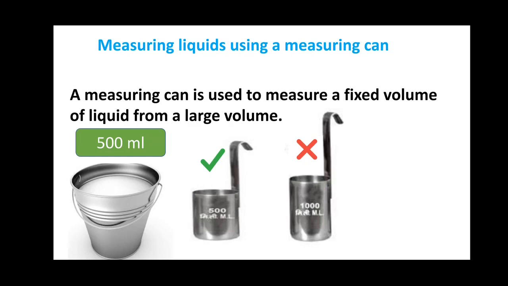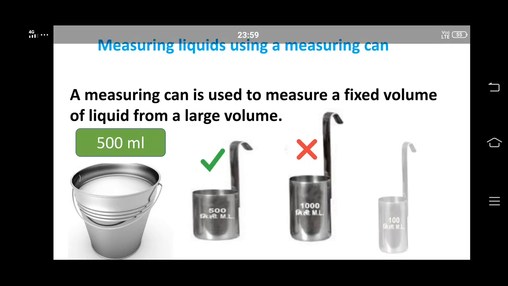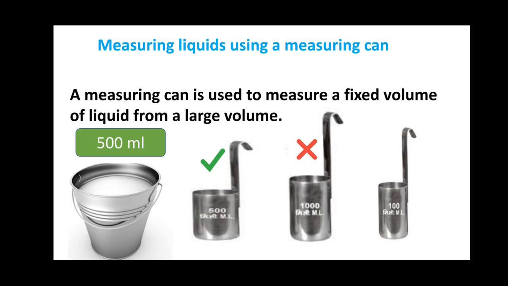But if we take a 100 ml can for measuring 500 ml of milk, then we have to pour the milk 5 times in the 100 ml can to get 500 ml of milk. So we can use a 100 ml can for measuring 500 ml of milk. The repeated use of the 100 ml can helps us to measure the 500 ml of milk.